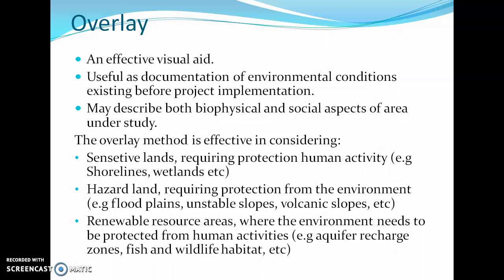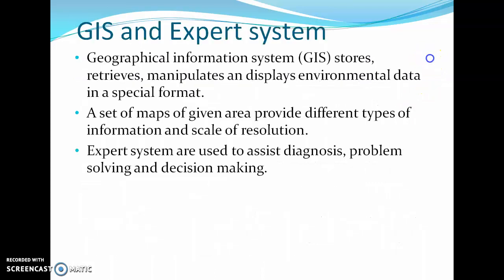from human activity, that is shorelines, then wetlands, etc. Then it is also applied to hazard land requiring protection from environment, that is floodplains, unstable slopes, volcanic slopes. And it is also applied to renewable resource areas where the environment needs to be protected from human activities, like fish and wildlife habitat. So in this particular area, this overlay tool can be used.